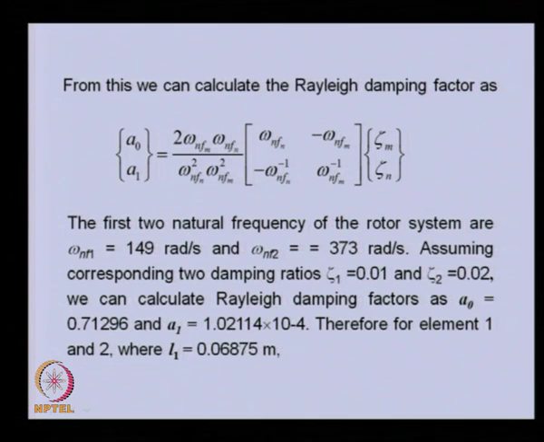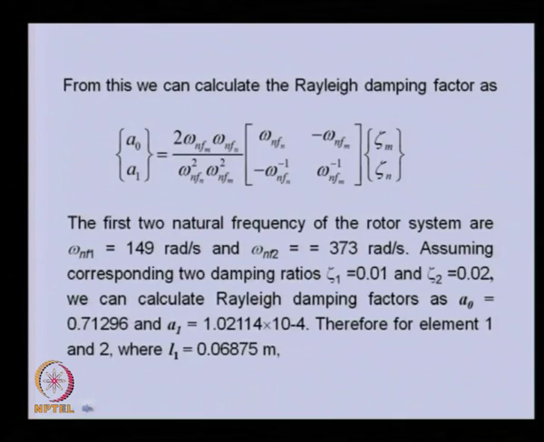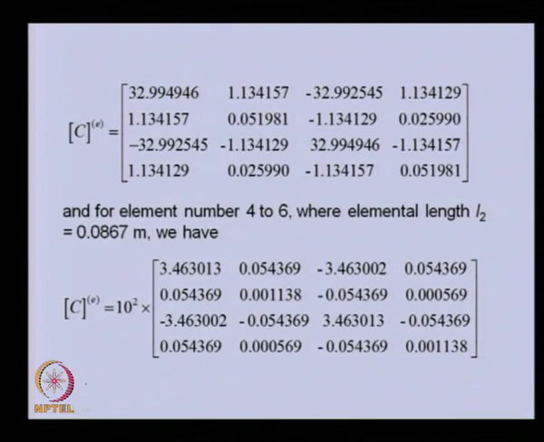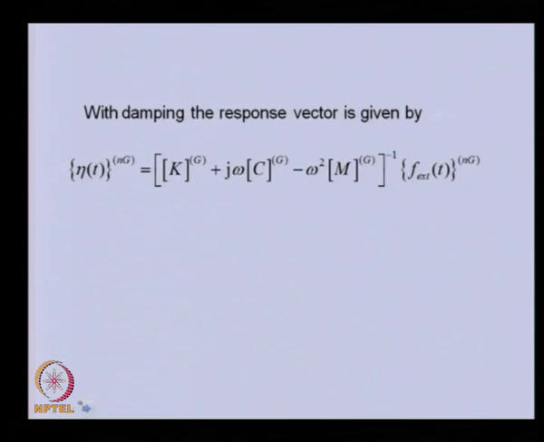So, once we got these factors, we can generate this damping matrix in terms of the mass and stiffness matrix. So, this is the damping matrix for element 1 and 2, then this is for 4 to 6 and this for 8 to 10. So, these are the damping matrices that we also included in the equation of motion, and the forced vibration response will change like this. So, this will be the additional term which will come because of the damping, and the other analysis will remain the same.